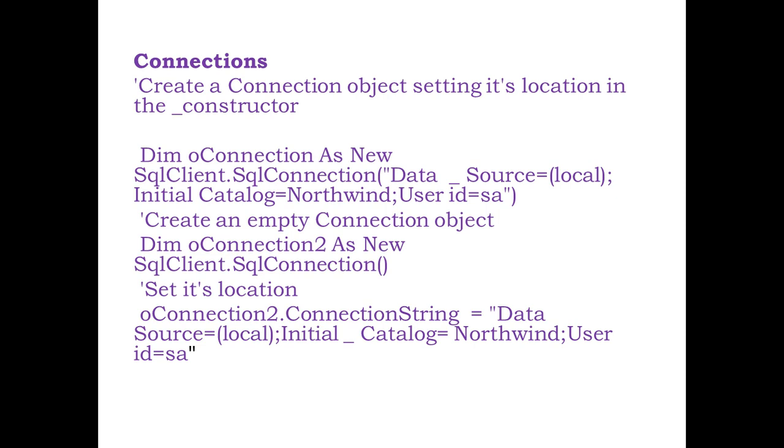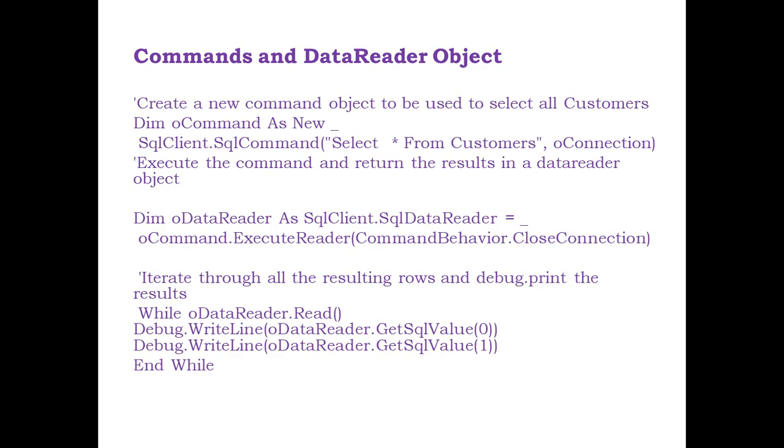How is this linked with the common connections? To create it, use these simple commands. Create a connection object and set the location in the constructor, based on this type of coding: data source, initial catalog, and then user ID. Two connections will be located here to be connected. The command and data reader objects are very important.